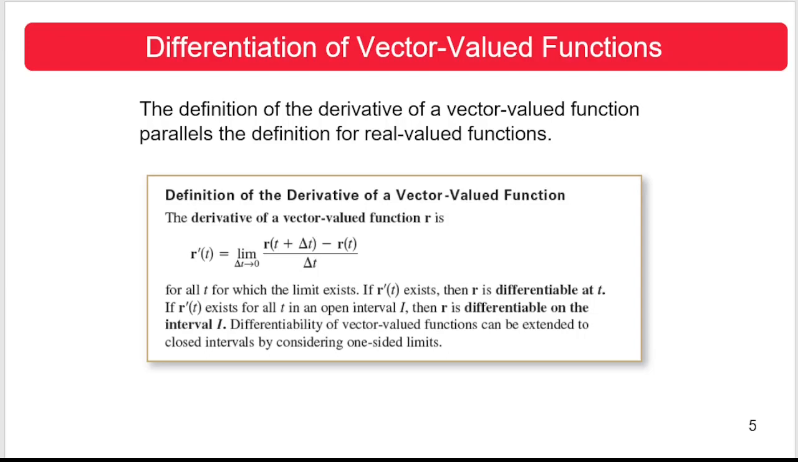The derivative of a vector-valued function r is given by this equation. This is read as r prime of t equals the limit of r of t plus delta t minus r of t over delta t as delta t approaches 0, for all values of t for which the limit exists. If r prime of t exists, then r is said to be differentiable at t.